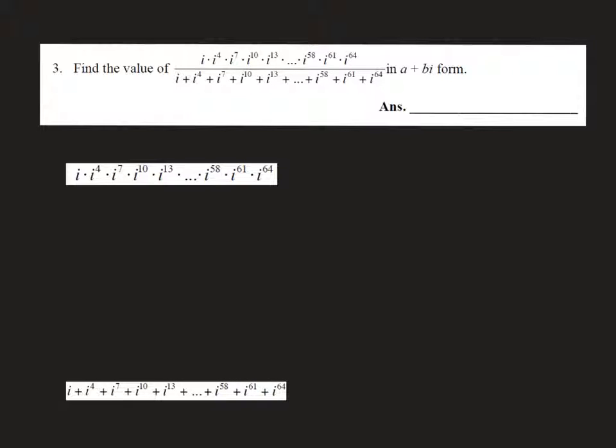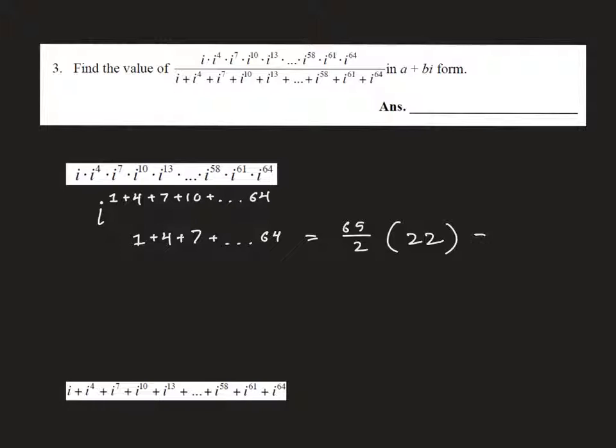So first we need to simplify the numerator, and because of how exponents work, we can add up all the numbers that I is raised to, and then we can just figure out what that is. And that's the average of the first and last terms times the number of terms, which turns out to be 22. And that's 715. So this is I raised to the power 715.